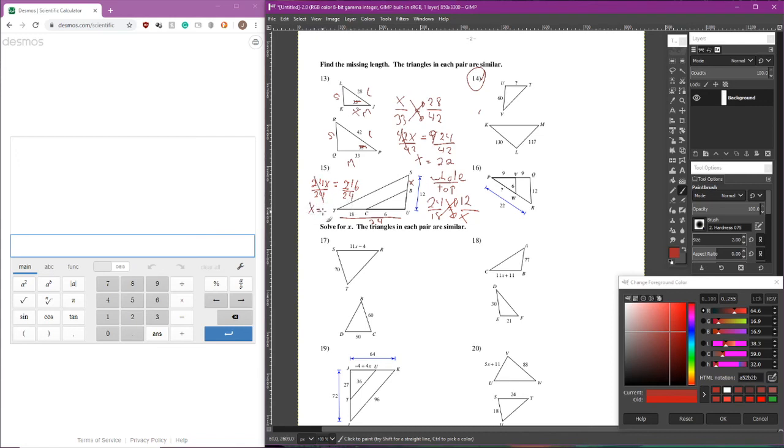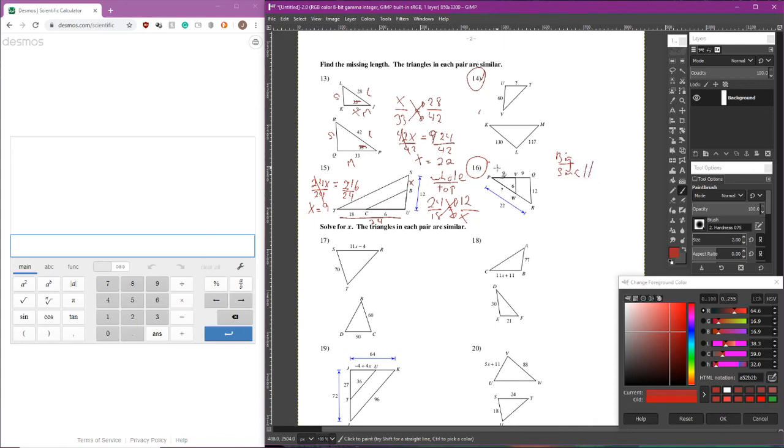And x equals 216 divided by 24 is 9. So x is 9. Number 16 is a lot like number 15. You can use this little triangle. You could do the big triangle over the little triangle. I would suggest maybe that's how you set it up. Big over small.